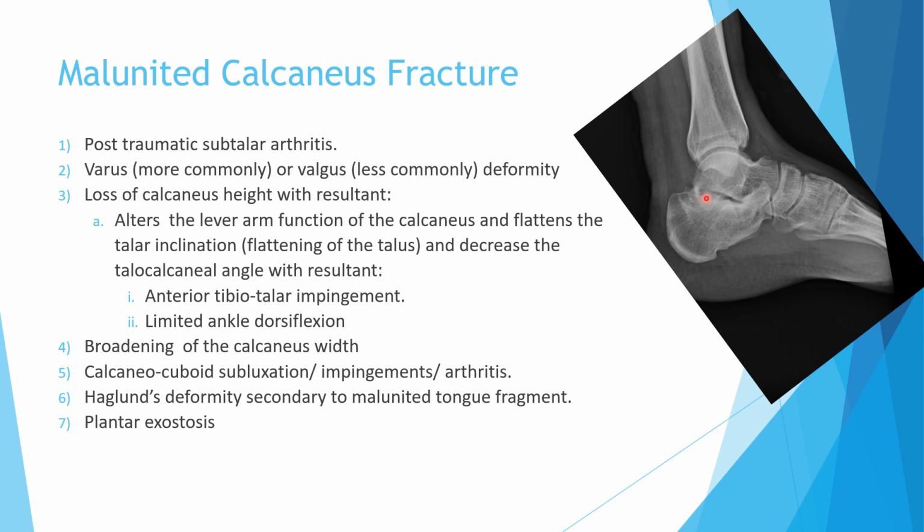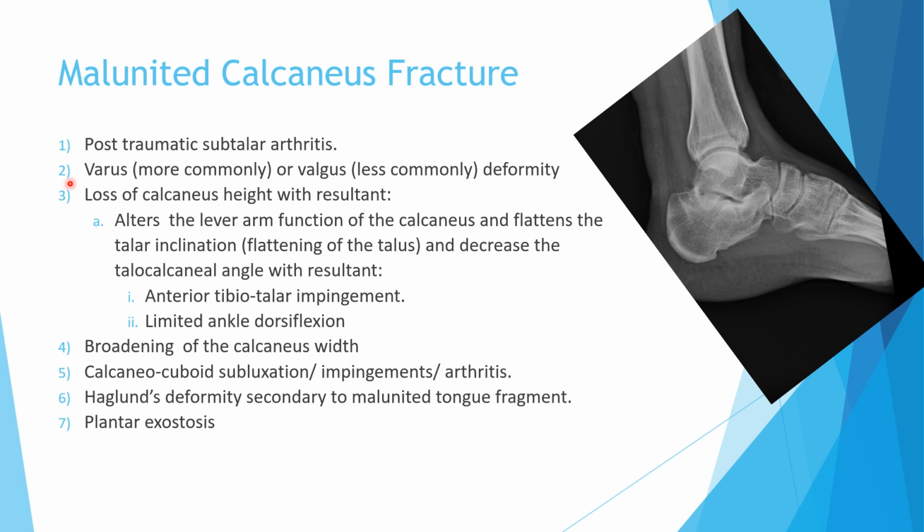So the posterior facet is displaced, so the patient will develop posterior subtalar arthritis and limited range of motion, especially eversion or inversion. The next thing is varus. Most commonly patients have varus. Some of them will have valgus, but the most common deformity after calcaneus fractures, malunion, is varus.